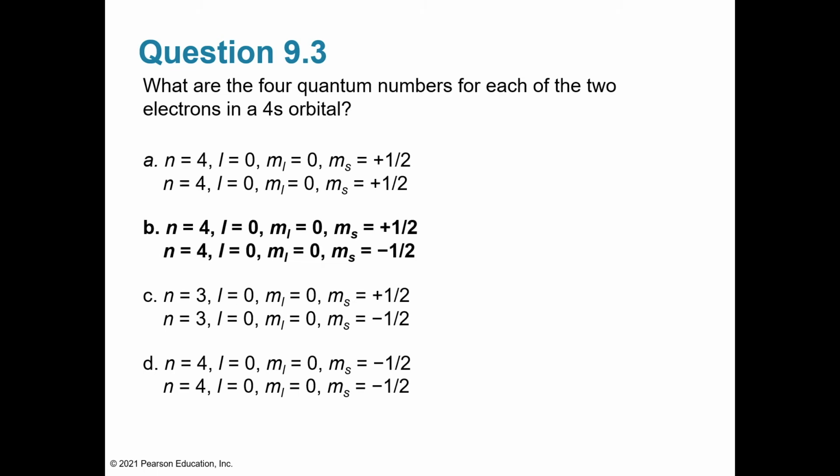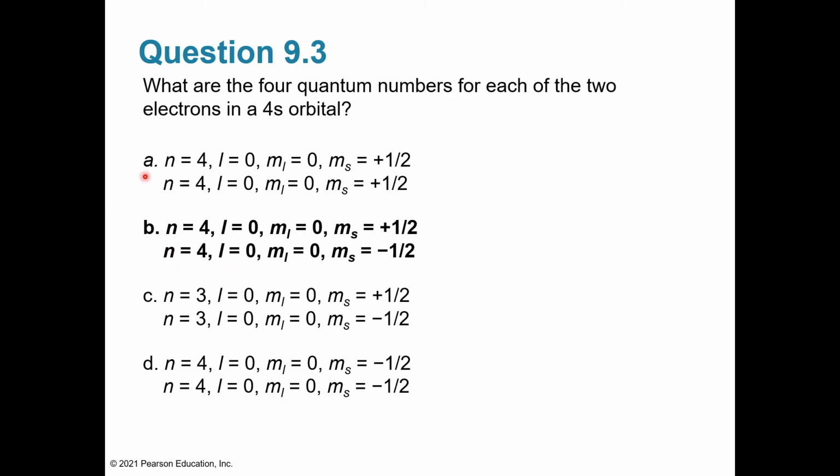Our answer here is letter B. That should make sense because these 2 sets of quantum numbers are different, so we're not violating the Pauli exclusion principle. The first 3 quantum numbers in both sets make sense.